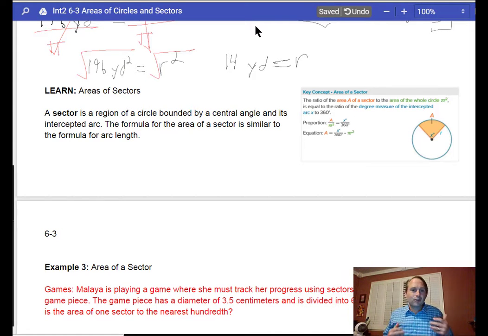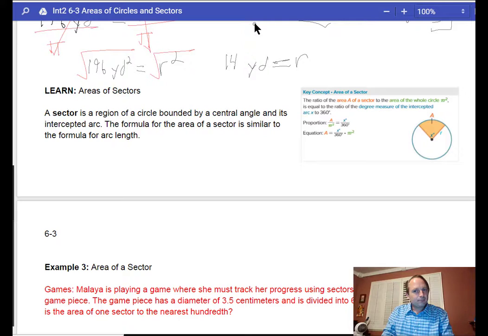So a sector is a region of the circle bounded by the central angle and intercepted arc. So basically, it's like a slice of pizza. The formula for the area of the sector is similar to the formula for the arc length. So the ratio of the area A of the sector to the area of the whole circle, pi r squared, is equal to the ratio of the degree measurement of the intercepted arc x to 360.